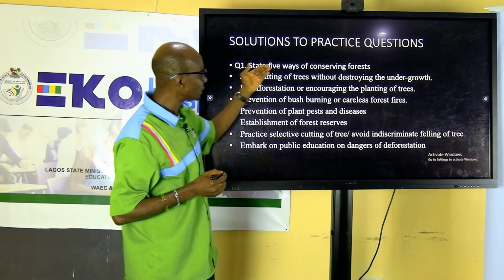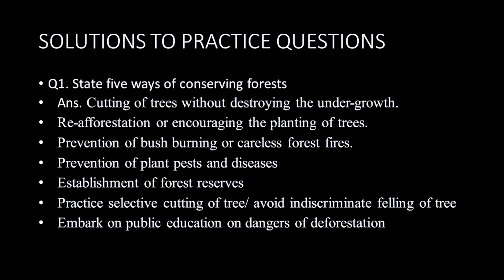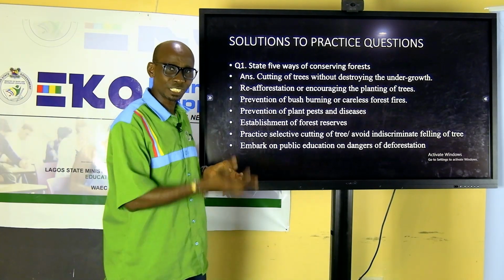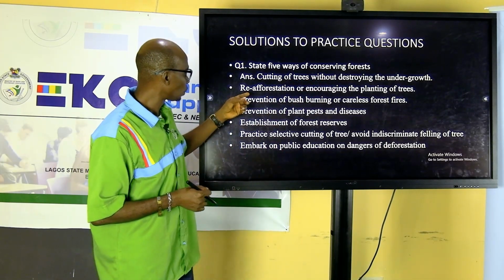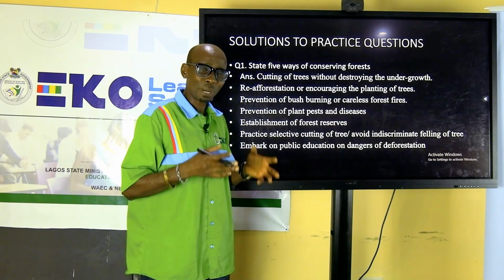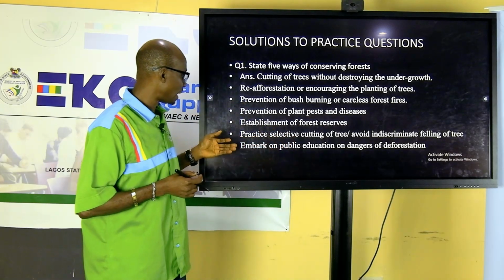The first one is to state 5 ways of conserving forests. I have here cutting of trees without destroying their growth. You cut a tree, not uprooting it totally. That is what this one meant. The next one is reforestation. Plant new trees. When you cut one, plant another one. Then prevention of bush burning. Control the part of the forest you want to burn, so that all trees in the forest will not be affected.